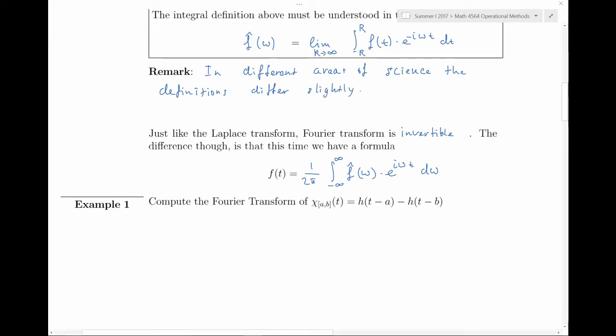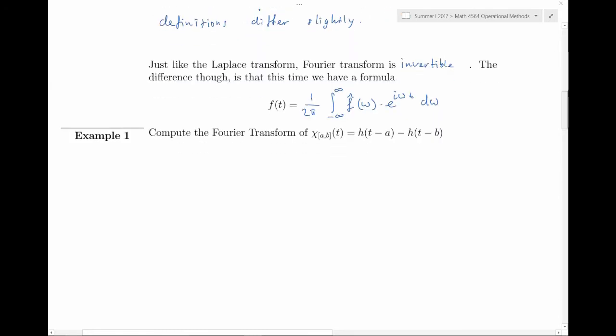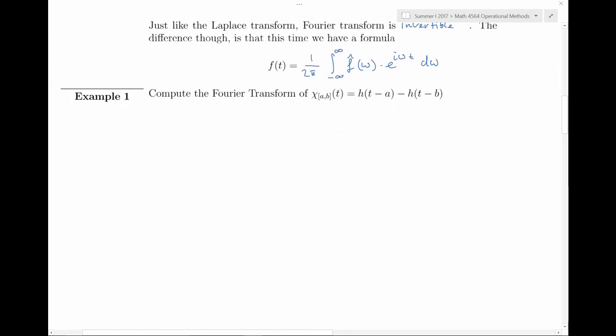Let's look at a quick example and compute the Fourier transform of a simple function that does a step up at t equals a and step down at t equals b. Functions like that are called characteristic functions, hence the Greek letter chi used for this kind of function. These characteristic functions are exactly 1 on the set and exactly 0 outside of the set. So this is a characteristic function for the set from a to b.